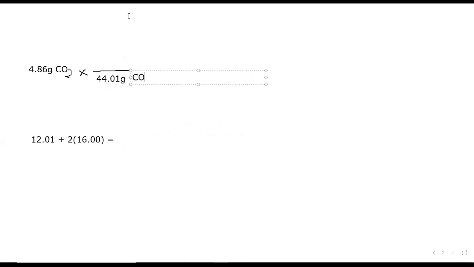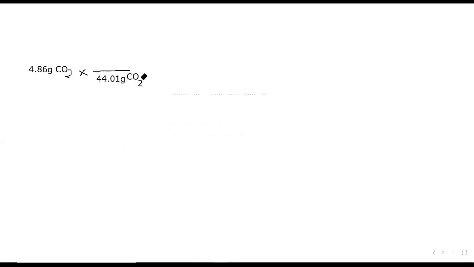CO2, like so, like that. Okay, so we have that there. We can wrap that off.